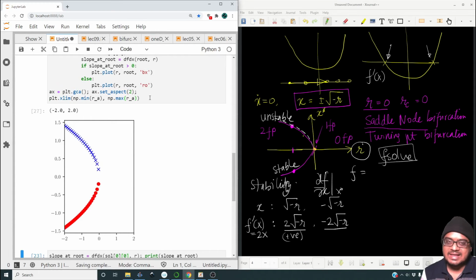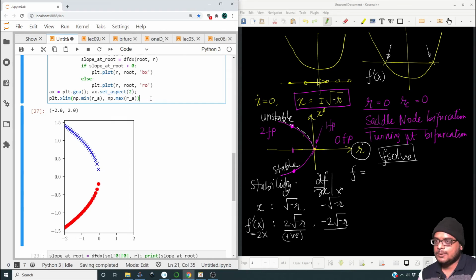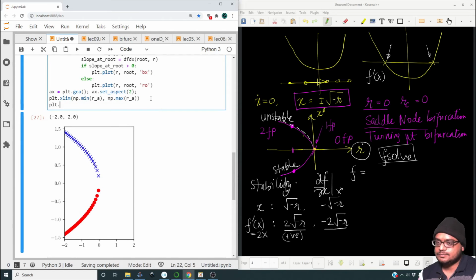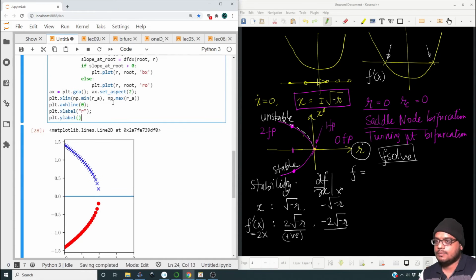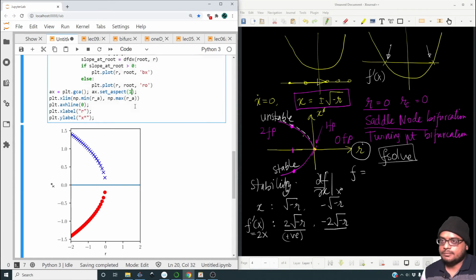Let us plot the x-axis for completeness. So plt.axhline, and let us put it at 0. So axhline is just a quick function for drawing a horizontal line passing through 0. Okay, so this shows us how the bifurcation occurs. As we are changing the value of r, let me make it 1.